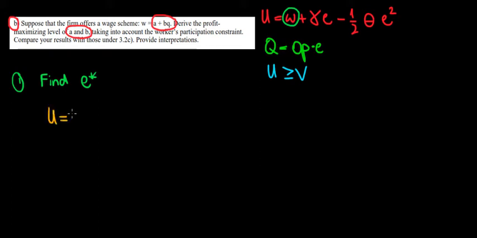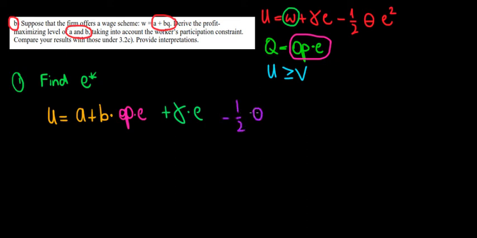Now, what's going to be the utility function? The utility will be A plus B times the quantity. What is the quantity? Well, that's theta multiplied with E. So we have theta multiplied with E, then plus gamma times E, that is the joy of work, and minus the cost of effort. So minus 1 over 2 theta E to the power of 2. Now we have utility as a function of the effort. We can differentiate it with respect to effort and make it equal to 0. Let's see what that's going to be.